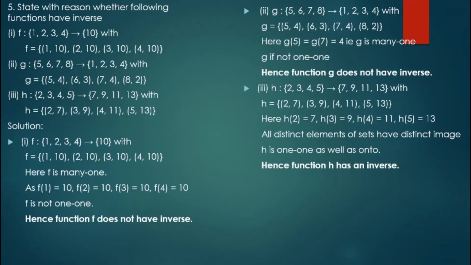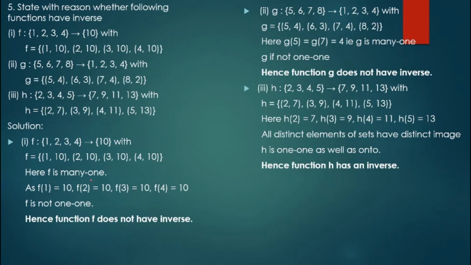Fifth question: state with reason whether the following functions have inverse. Three sub-questions. First one, f such that {1, 2, 3, 4} is the domain, {2, 10} is our codomain, with f(1) = 10, f(2) = 10, f(3) = 10, f(4) = 10. Okay, we'll go for that.